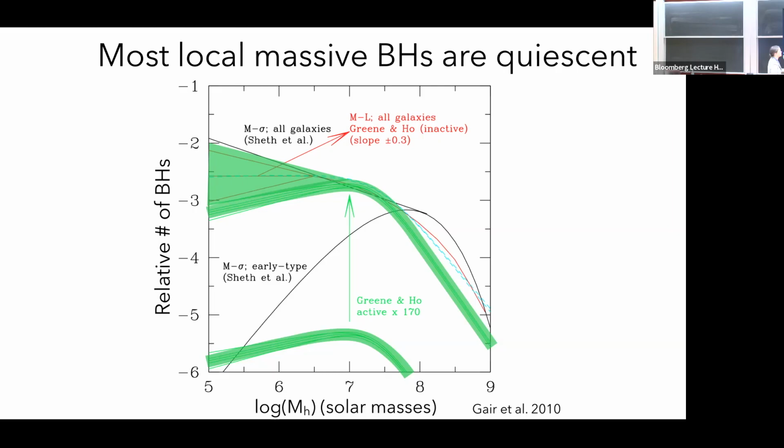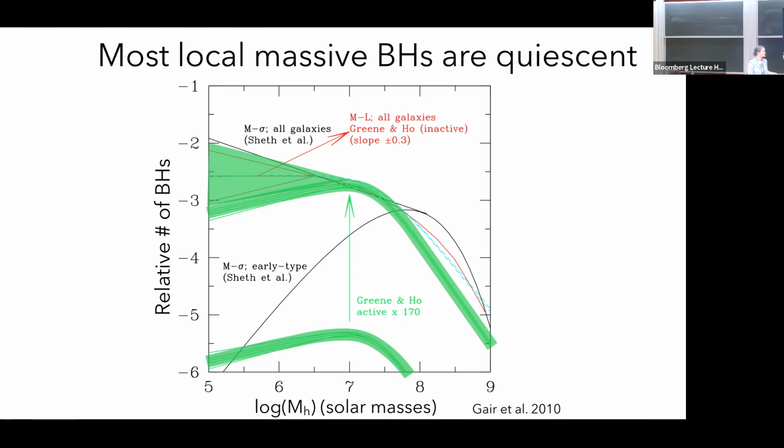So we have active galaxies from Greene and Ho down here. And you have to multiply this line by a factor of almost 200 to match the line from all galaxies, and the uncertainty on the low mass end is just our uncertainty in whether or not all of these galaxies host black holes.